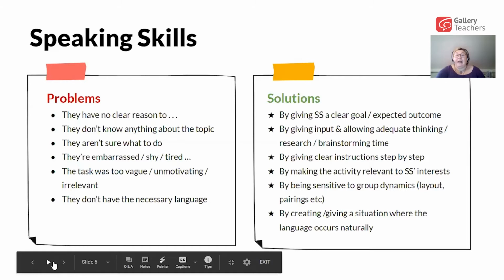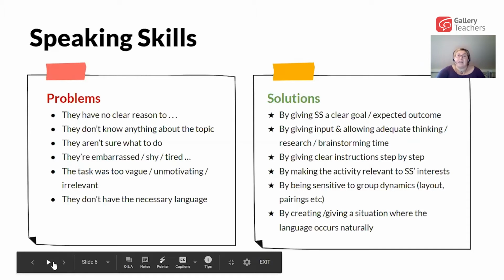Sometimes, depending on personality, your students could be a bit embarrassed or a bit shy. So we want to try and make the activity motivating, engaging, and fun, maybe considering what the students are interested in. So that could be music, that could be sport, maybe using some of their heroes for role plays, for example.